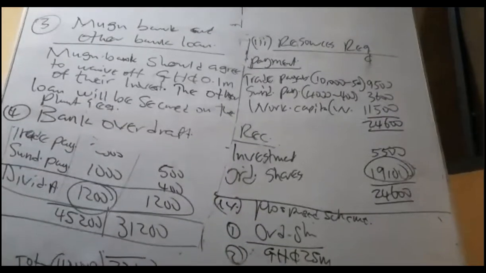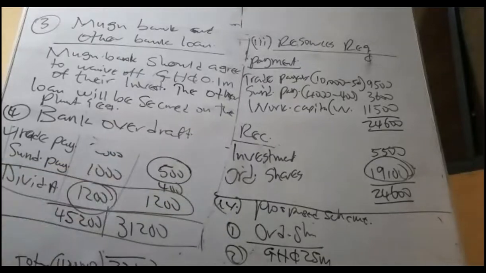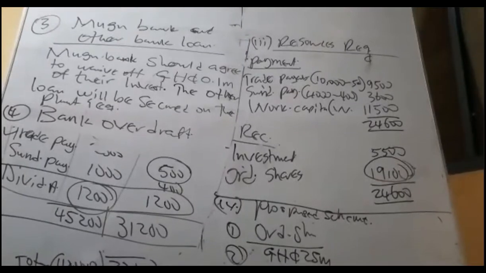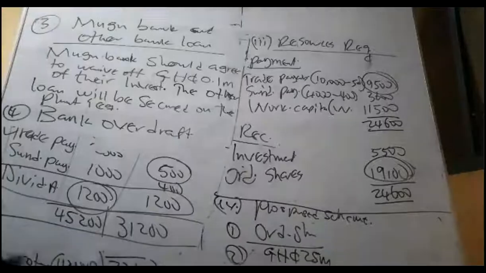Let's go to point 5. Trade payable is point 5. Now, trade payable, they are losing what? 500,000, with the remaining balance being paid immediately. So trade payable, we are paying them 9.5 million. So number 5.